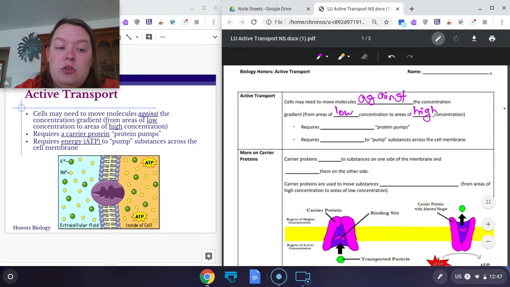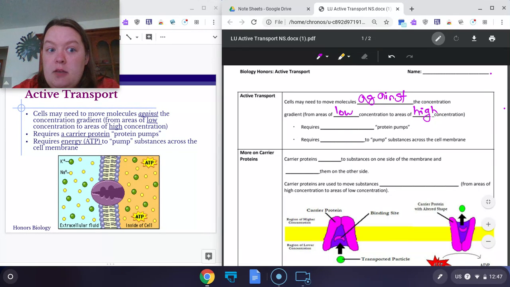And this is going to be similar to, like, if you're pumping up a bicycle tire, pumping up a tire that already has air in it. There's more air in the tire, but you're trying to put more in there. And that's going to require the input of energy. So it's going to require ATP, energy, but it's also going to require a carrier protein.